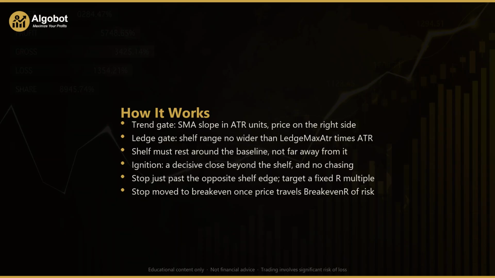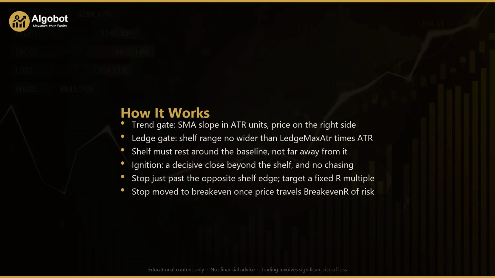Then comes ignition. For a long, the current bar must close above the shelf high, and it must be a bullish bar, closing above its open. That is acceptance beyond the shelf, not just a brief wick. A final no-chase filter checks that the close is not already extended more than MaxChaseAtr beyond the shelf, because chasing an already stretched break is a common source of continuation drawdown. The short side is the exact mirror, requiring a bearish close below the shelf low. When all conditions align, the strategy signals an entry.